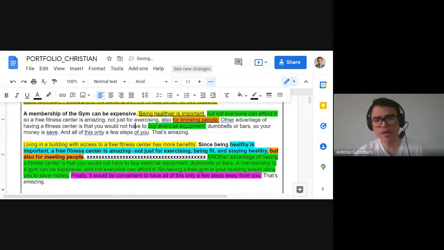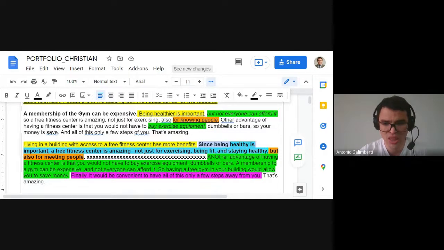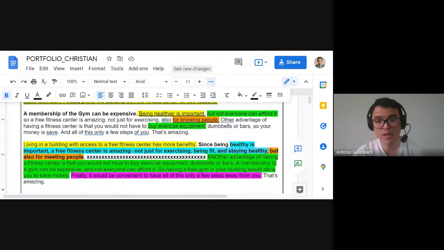So you see, in this paragraph, we have different colors that have not been put together or classified or organized properly. So what is something better to do? To isolate similar ideas and group them together accordingly. So what have we done? We have started with health. And we have: living in a building with access to a free fitness center has more benefits. Since being healthy is important, a free fitness center is amazing, not just for exercising, being fit, and staying healthy. You see, we are highlighting health, but also for meeting people.